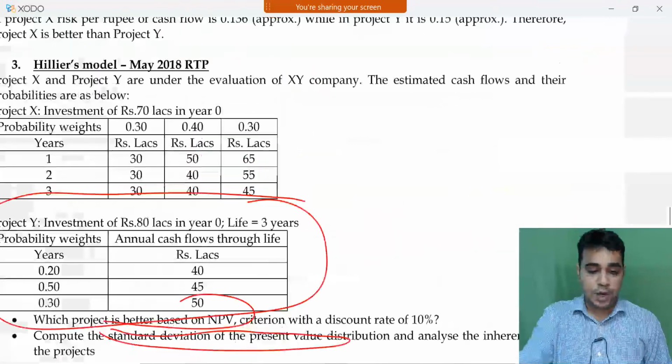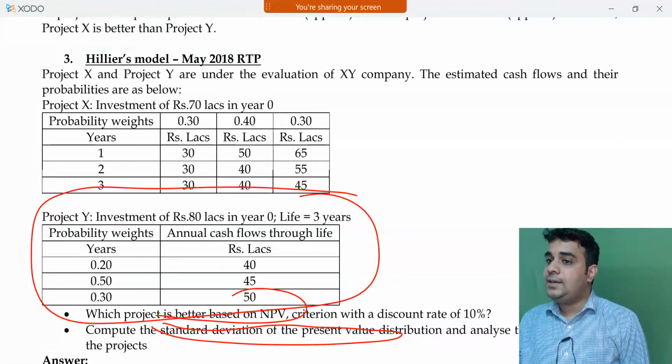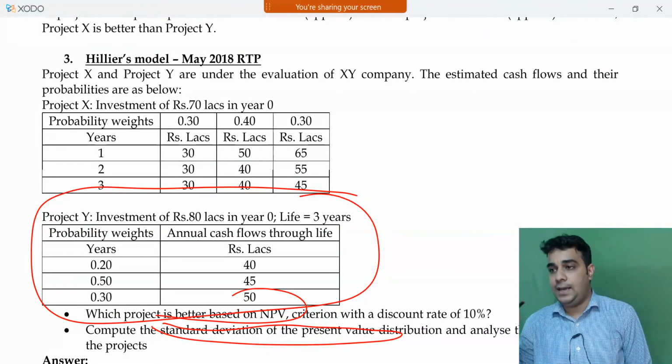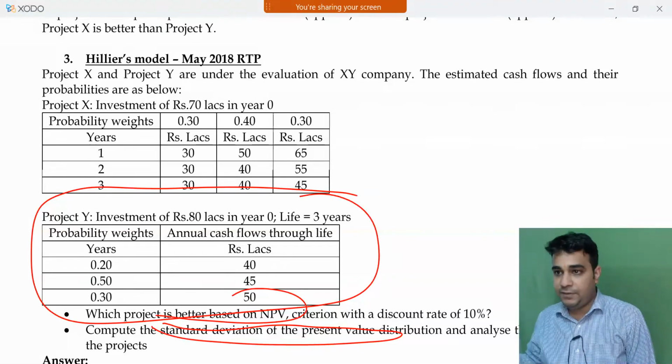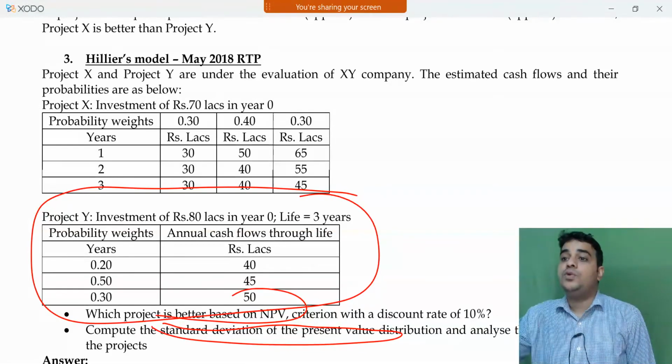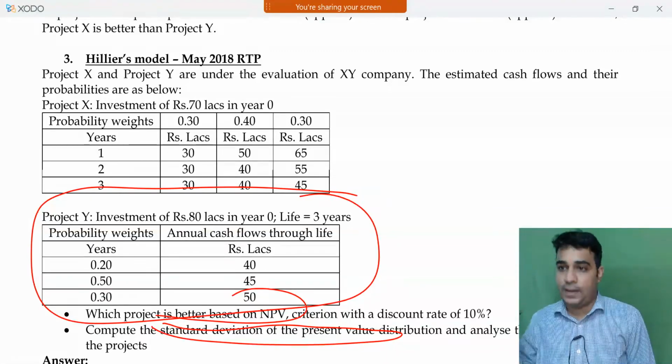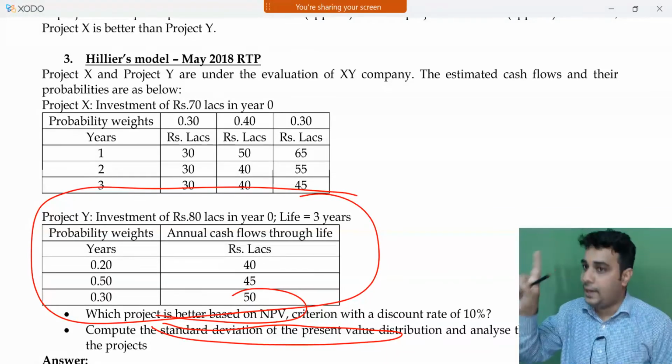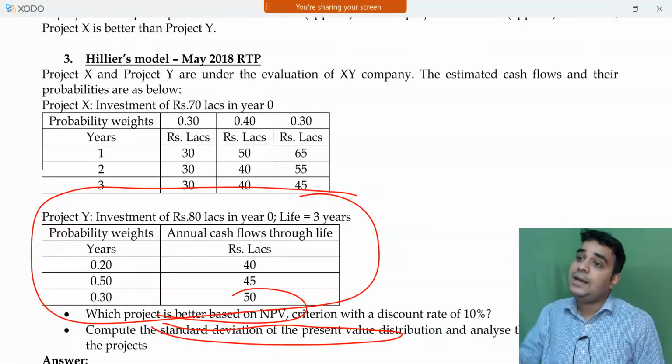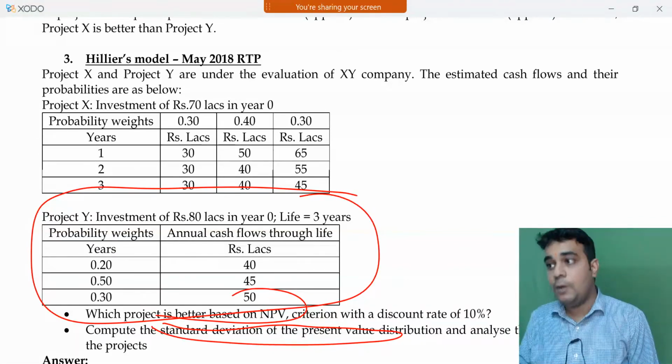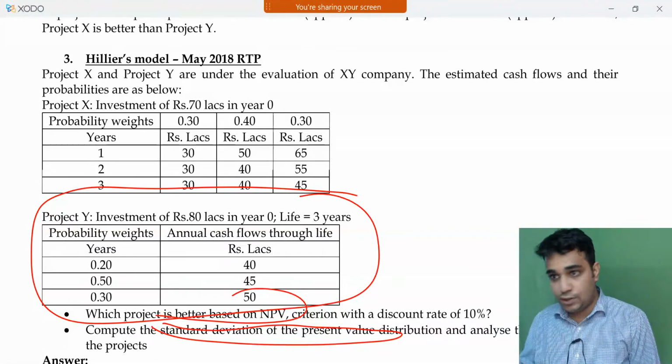In question 3, you can calculate your final NPV either by calculating different NPVs and then taking a weighted average, or by taking a weighted average of the cash flows and calculating one NPV. It's your wish. Both will give you the same answer. The answer is not going to be different.